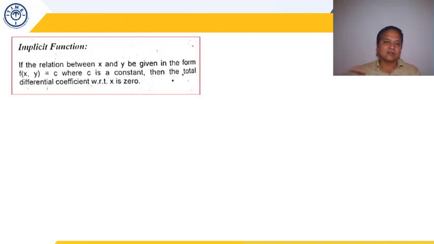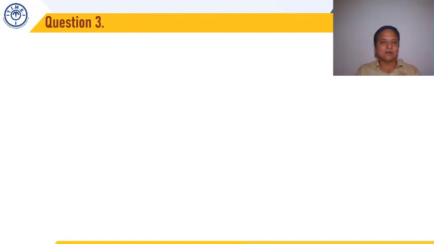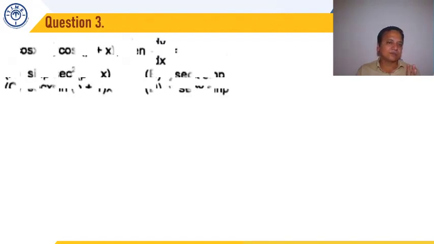Now implicit function. If the relation between x and y is given in the form of a function f of x, y is equal to c, where c is a constant, then the total differential coefficient with respect to x is 0, because the right hand side is constant, its differentiation is 0. Whenever a function of x and y is given, we apply differentiation. So how do we apply? Let's take an example. Question 3.